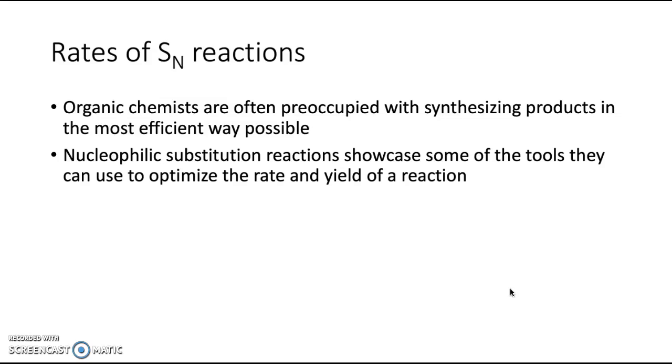Okay, so why do we care about these two mechanisms? Why do we care about all these details? Organic chemists are often preoccupied with synthesizing products in the most efficient way possible. Nucleophilic substitution reactions showcase some of the tools they can use to optimize the rate and yield of a reaction. You have to remember that an organic chemist is not just looking to make a new compound. They're also looking to make it in the most efficient way possible. So being able to distinguish between the rate and yield depending on what starting materials you use is an important tool for them.